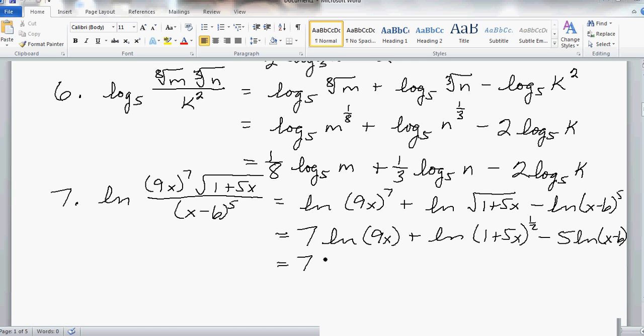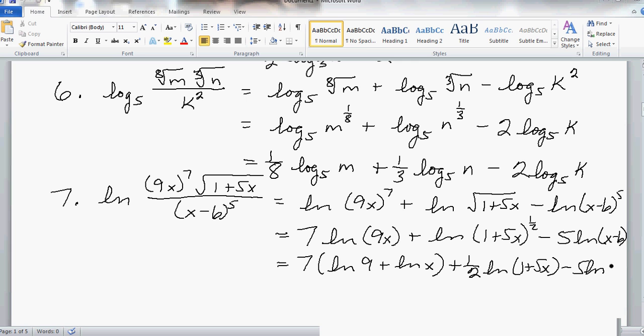So we're going to get 7 times, splitting this up would be the natural log of 9 plus the natural log of x plus. Okay, this middle term here, I can take the 1/2, bring it out in front. So we'll get 1/2 times the natural log of 1 plus 5x. Now let's look at this. Can I simplify this any further? Can I do natural log of 1 plus natural log of 5x? Once again, the answer to that is no, because the only thing that allows me to add 2 natural logs is when I'm actually multiplying in the argument here.